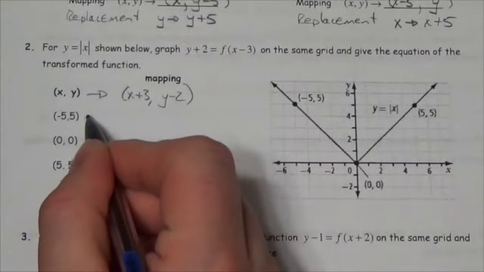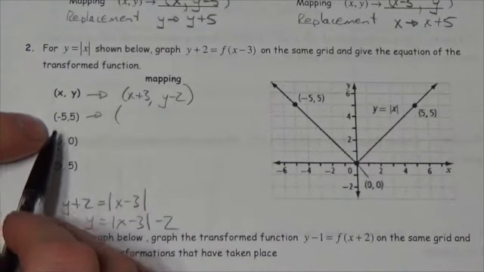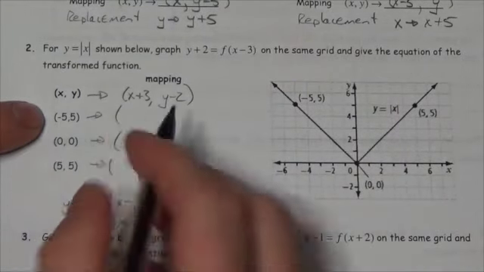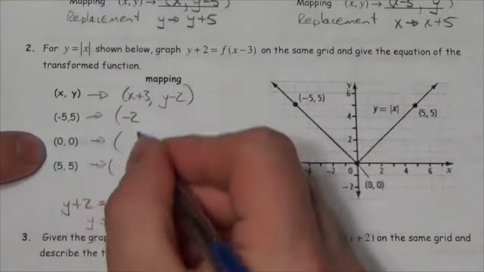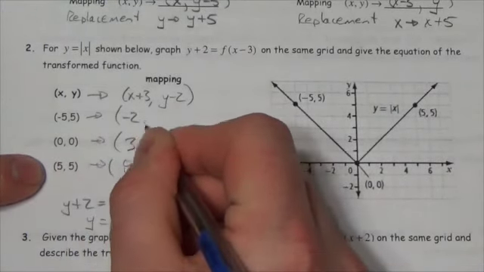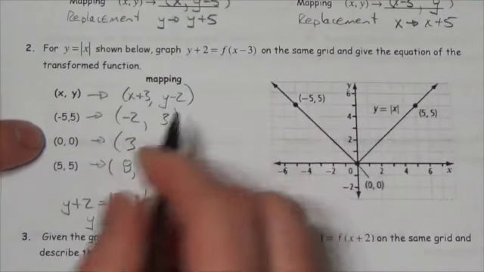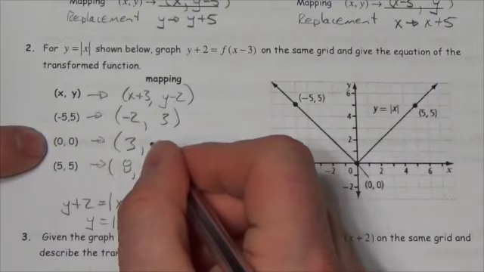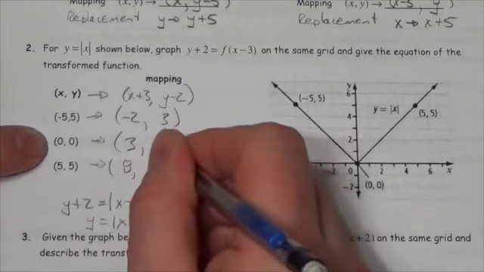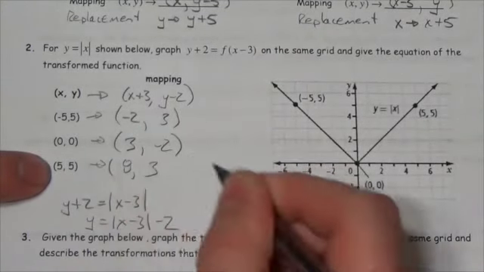Now, here's how the mapping works. Okay, the mapping is x plus 3, so I'm going to take the x coordinates here of each point, and I'm going to add 3 to it. So negative 5 plus 3 is negative 2, 0 plus 3 is 3, 5 plus 3 is 8. For the y coordinate, for each one of these, I'll subtract 2. So 5 minus 2 is 3. 0 minus 3 is, I can't believe I was about to do that wrong. 0 minus 2 is going to be negative 2. And then 5 minus 2 is going to be 3 again.